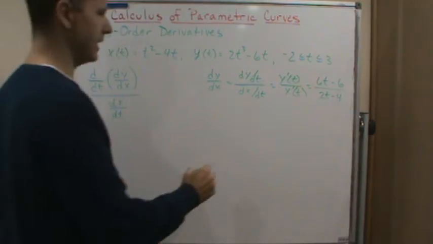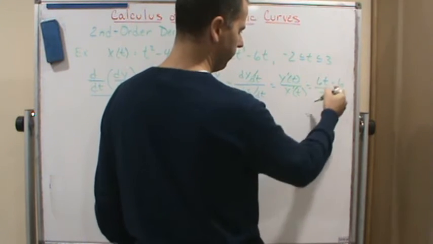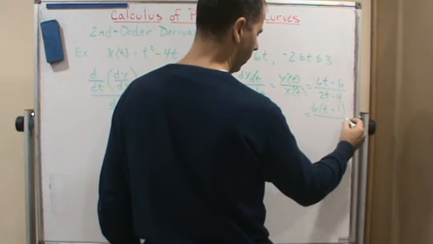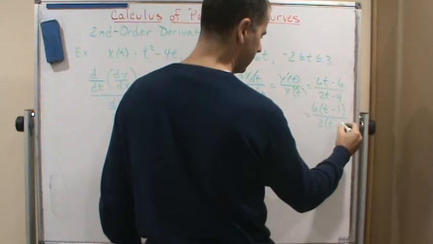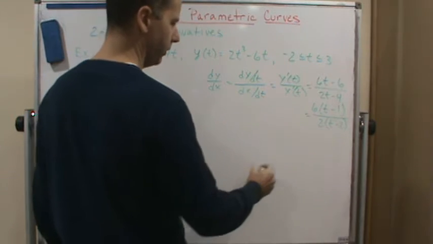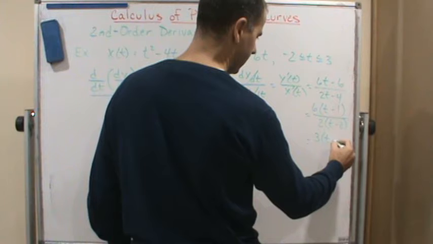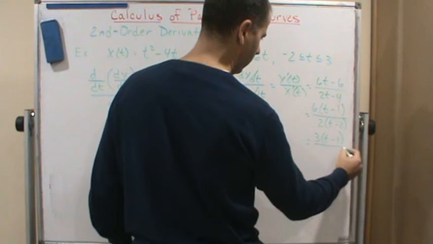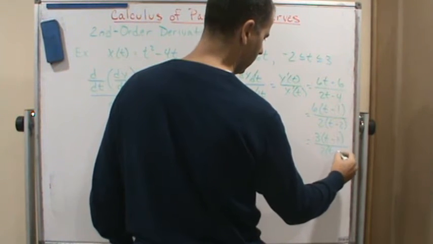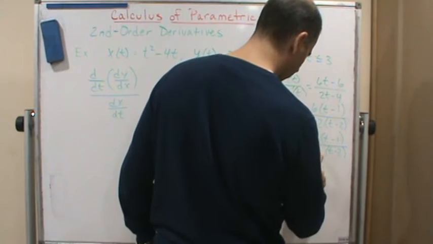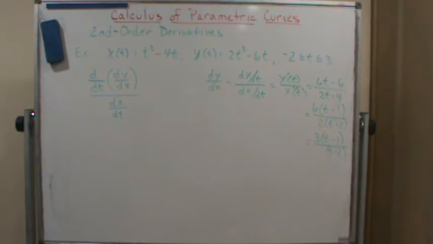Okay, and of course we've seen this before, and so this factors out to 6 times (t minus 1) over 2 times (t minus 2). And so this gives us 3 times (t minus 1) over (t minus 2). So there's our dy/dx. Oh, hold on, that's wrong. It should just be 3 times (t minus 1) over (t minus 2).